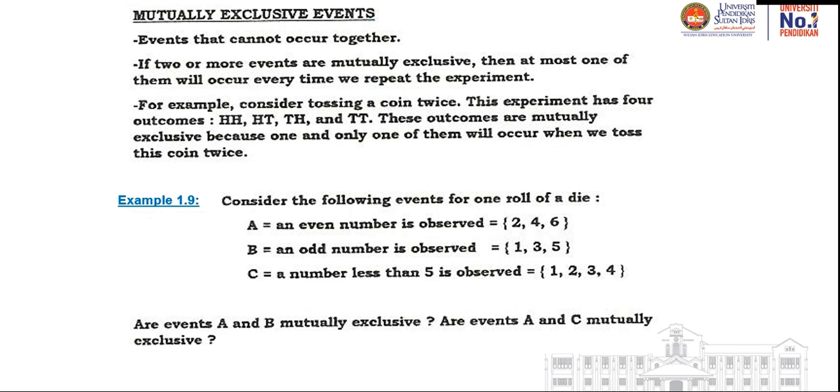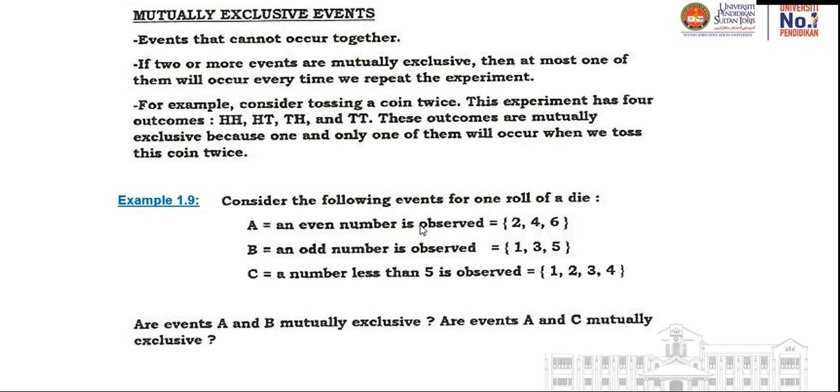So to check whether events A and B are mutually exclusive, look at the possible outcomes of event A and look at the possible outcomes of event B. The possible outcomes of event A are 2, 4, and 6. And the possible outcomes of event B are 1, 3, 5.